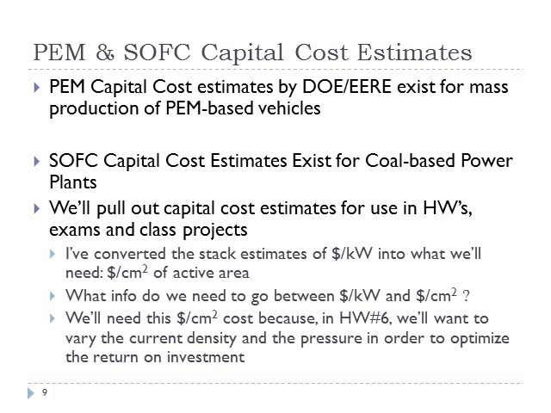What's important for when we're doing the homeworks and exams and class projects is to convert what's normally given in dollars per kilowatt. That's normally what industry gives these as. What we want is dollars per active area, maybe dollars per centimeter squared or dollars per meter squared, because when we're doing our models, we're going to be putting in the active area of the fuel cell. So dollars per kilowatt have to be converted.